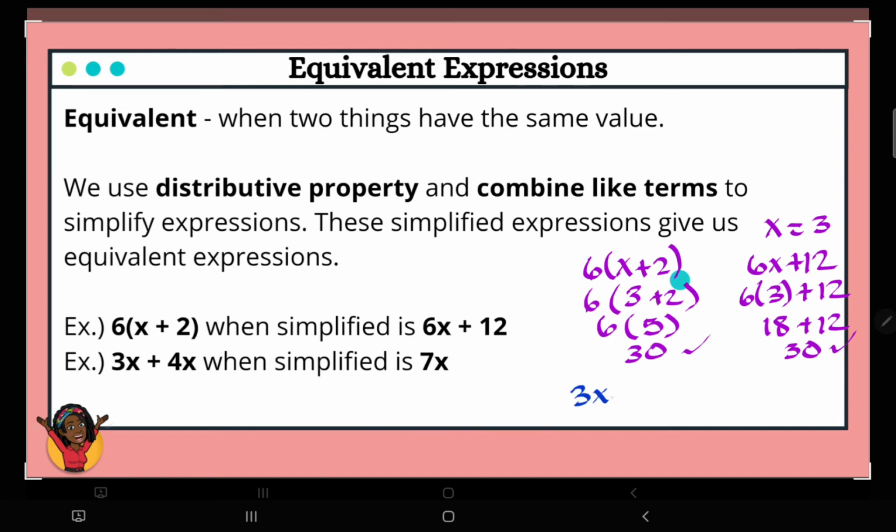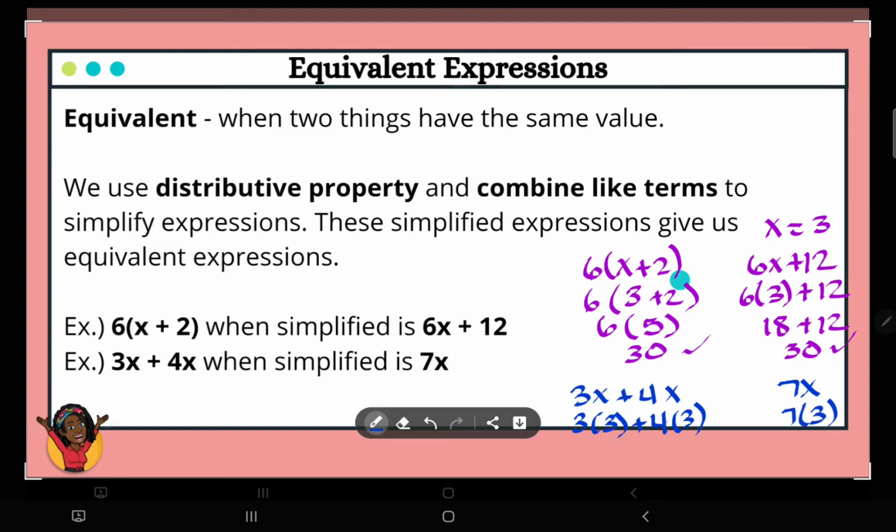So 3x plus 4x and 7x. So we're going to go ahead and use the same x equals 3. So we have 3 times 3 plus 4 times 3. And then we have 7 times 3. 3 times 3 is 9 plus 4 times 3 is 12, which is equal to 21. 7 times 3 is 21. So here we find that although they look different, when evaluated they are indeed equivalent.